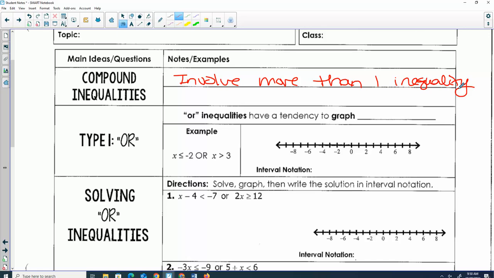When we are talking about an or, we have to think about what it'll do to our graph. And so these or inequalities, not always, but typically they graph opposite of one another. Okay, that's not a rule that they have to, but most of the time that's what happens. So if I have x is less than or equal to -2, the equal to tells me it's a closed circle. If it's less than, which direction does it go?